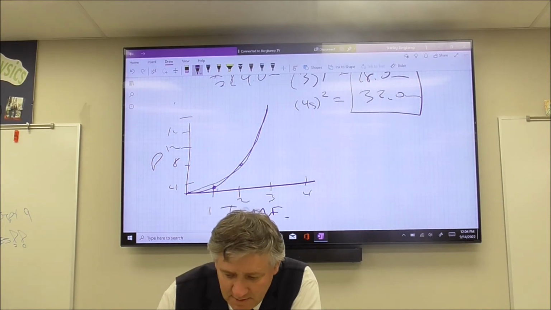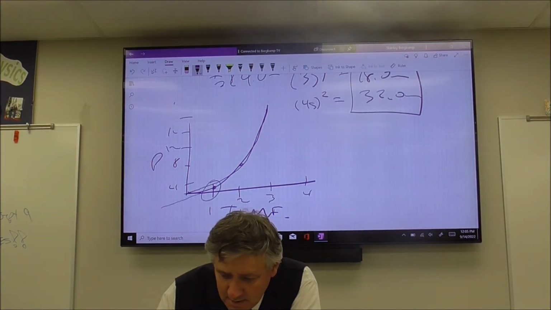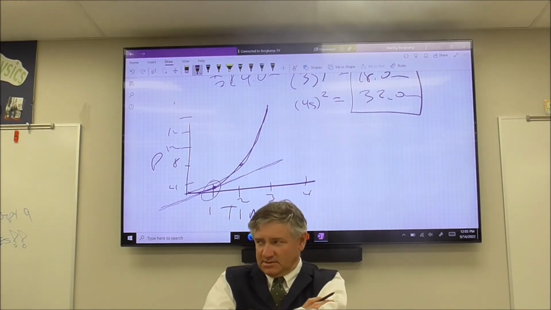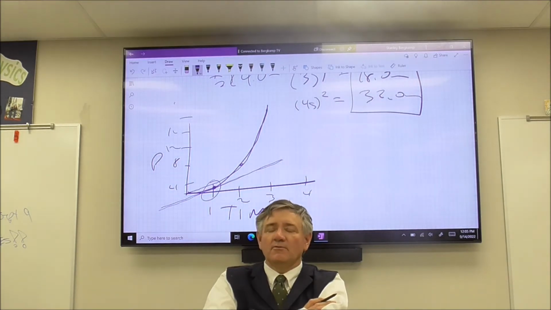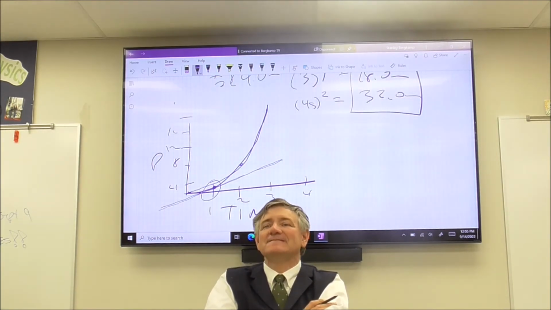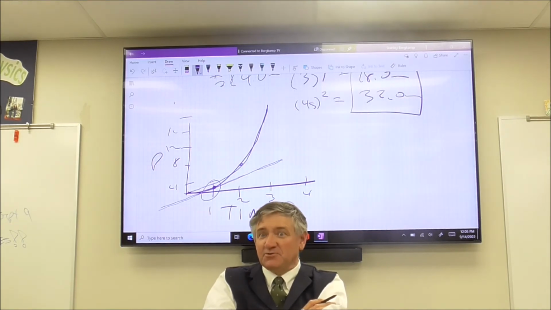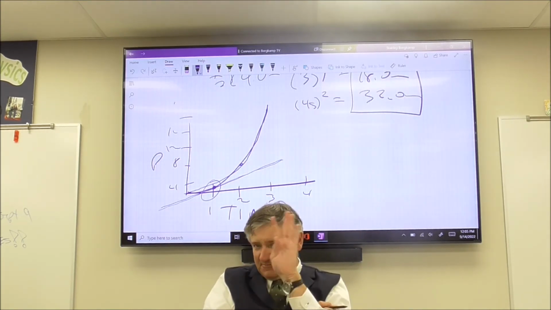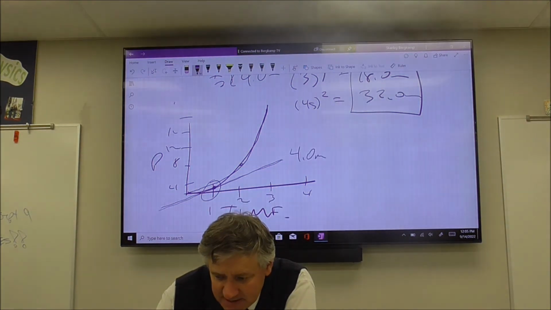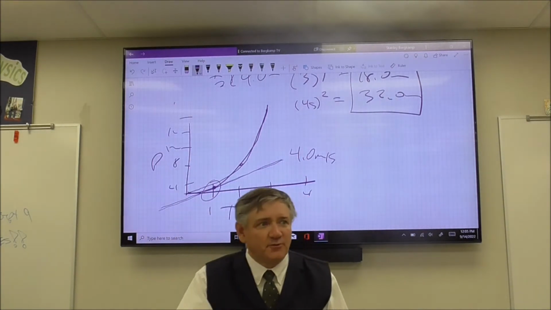I'm going to come out here at the 1 second mark, and I'm going to draw a tangent line. What should the slope of the tangent line be at exactly 1 second? 4.0 what? Meters per second. Why? Your answer's right. Why? Because that's a tangent line, so it gives you instantaneous velocity. At the end of 1 second, you are moving at 4 meters per second. So if I come out here at 1 second and I draw that tangent line, it's going to have a slope of 4 meters per second.